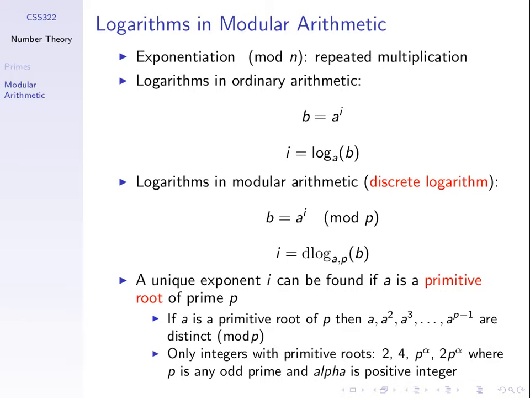Does anyone know the answer? Can anyone find an I where that is true? 2 to the power of some integer mod 7 equals 4. You could try the different values of I. Try I equal to 0. No. I equal to 1, 2 to the power of 1 mod 7. No. I equal to 2. Does it work?